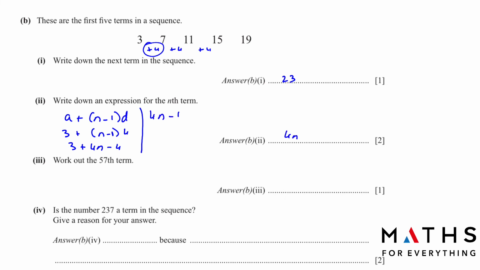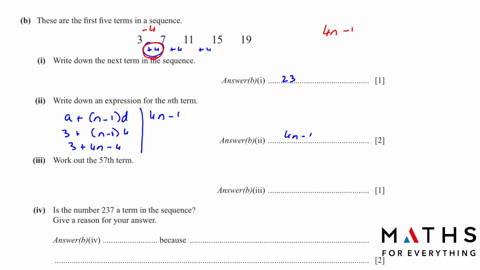That's our nth term. Now a short way to do this will be, whatever is your difference, write it with n, and subtract it from the first term. 3 minus 4, negative 1. We will get that answer same. Moving on, work out the 57th term.